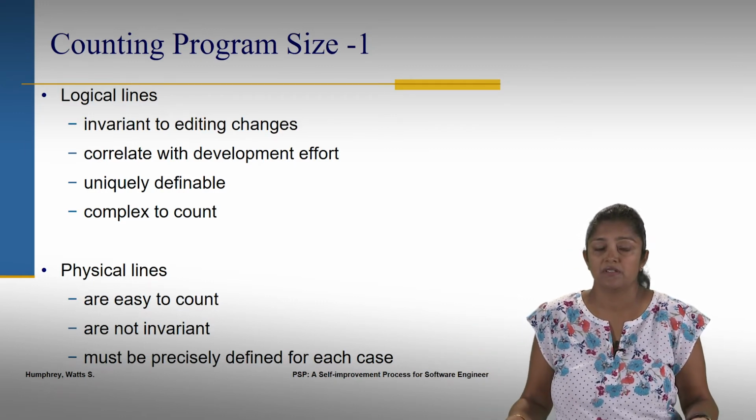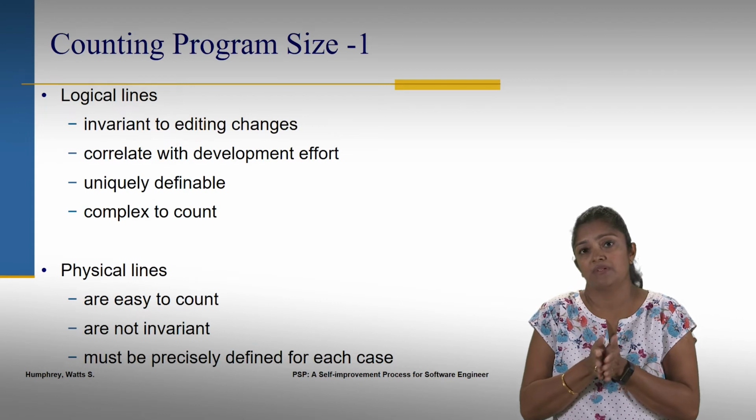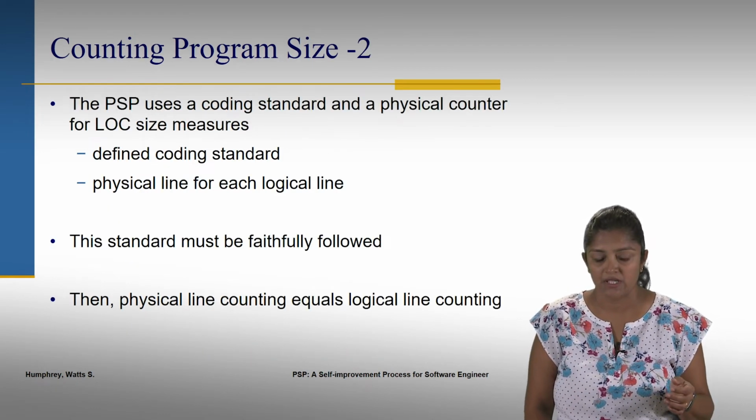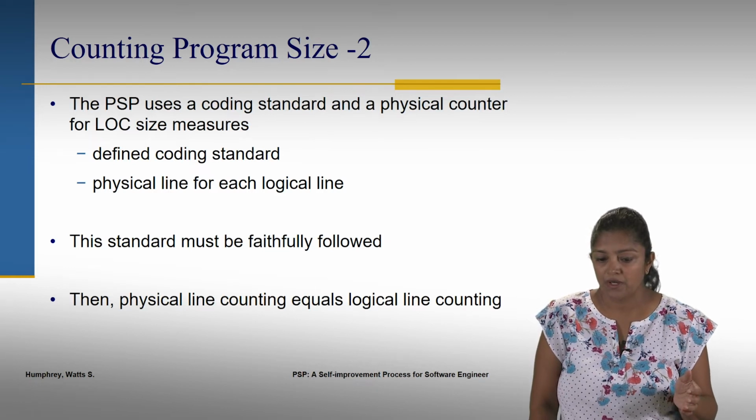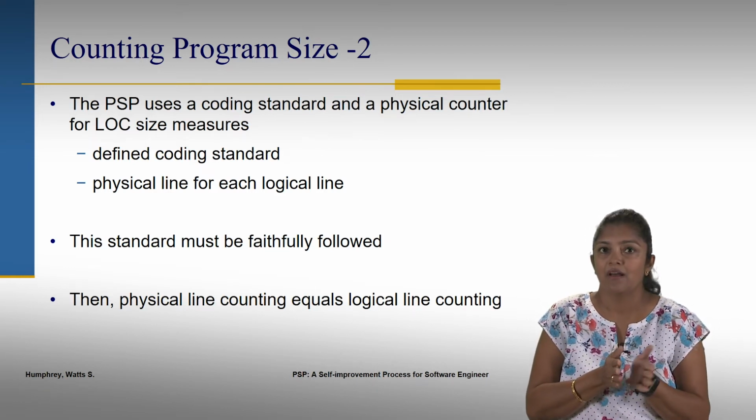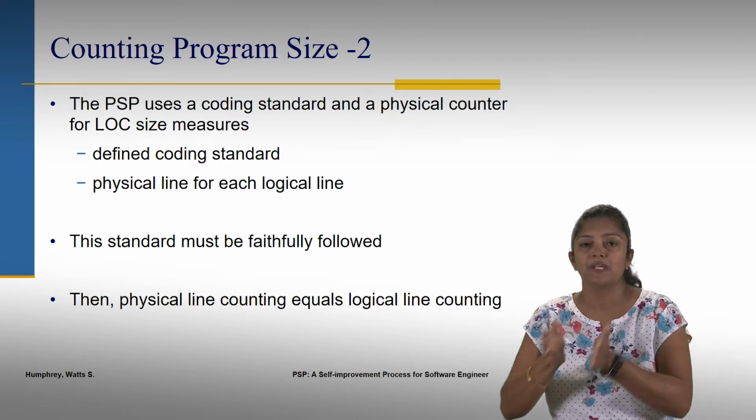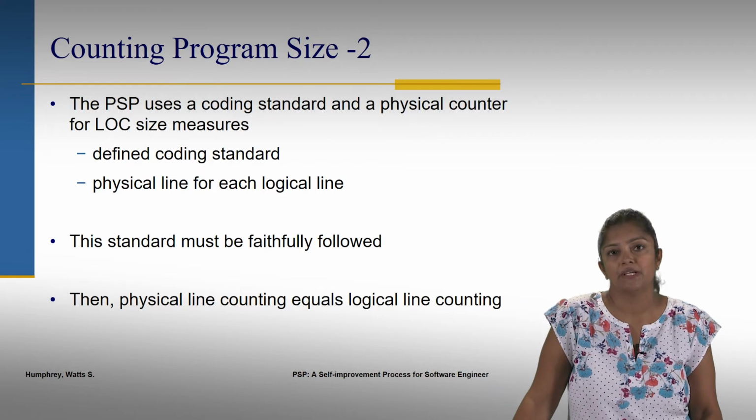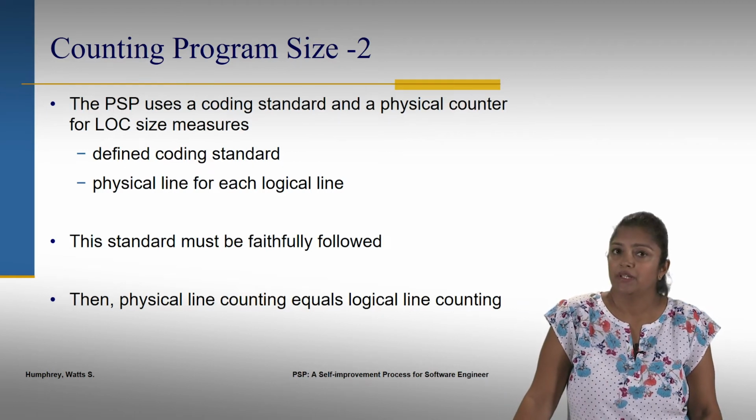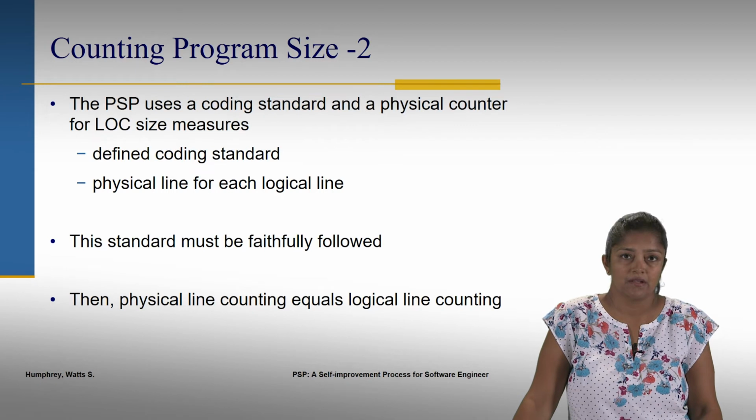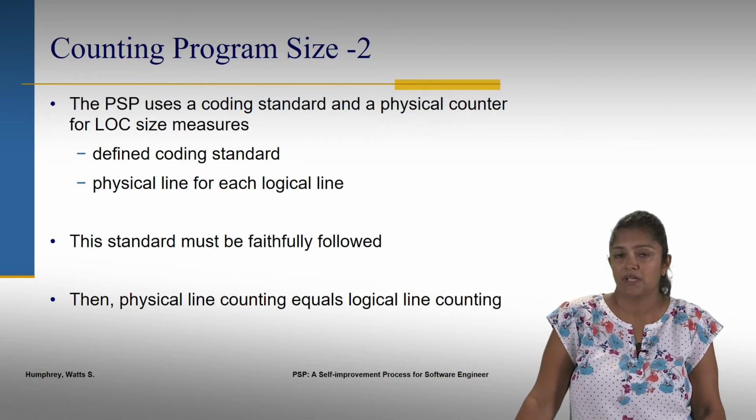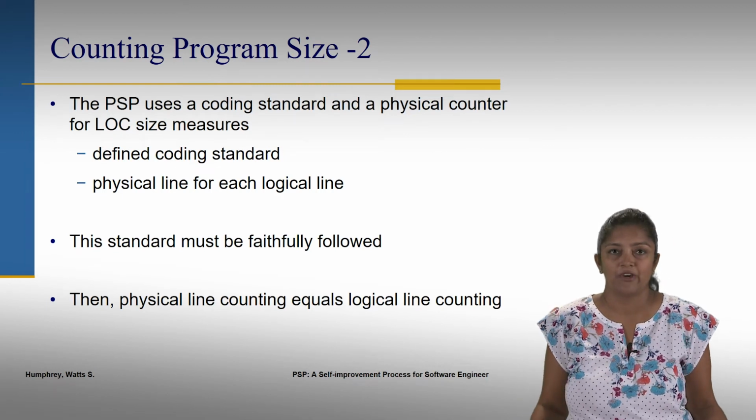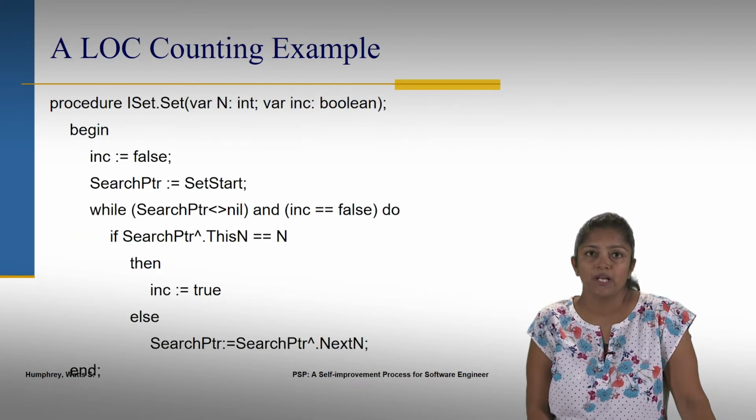So we need a precise definition. And what PSP says is to use coding standards so that our physical line counting becomes equal to logical line counting. The way we can do that is by defining a coding standard such that every physical line will become the same as the logical line. But then that standard must be faithfully followed. So that's how it's done.